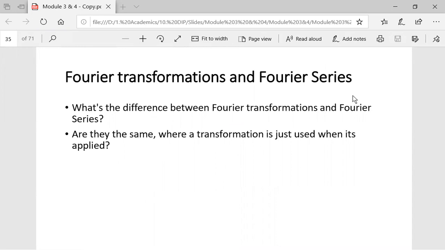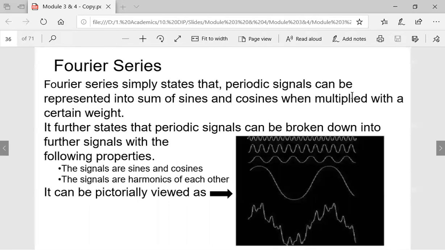My question is, what is the difference between the Fourier transformation and the Fourier series? Are they the same? The answer is no, they are not the same. They are different. So we will now see what the Fourier series is. The Fourier series simply states that periodic signals can be represented as a sum of sines and cosines, multiplied with a certain weight. It further states that periodic signals can be broken down into further signals with the following properties.